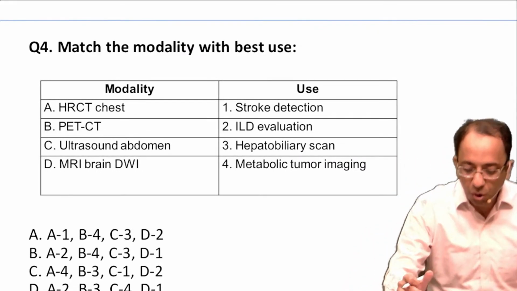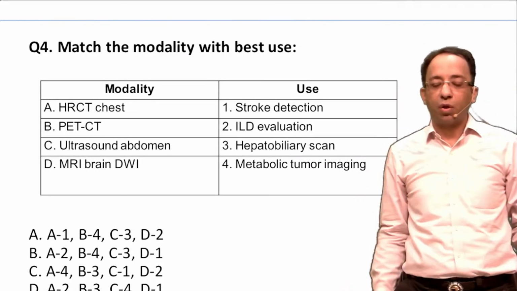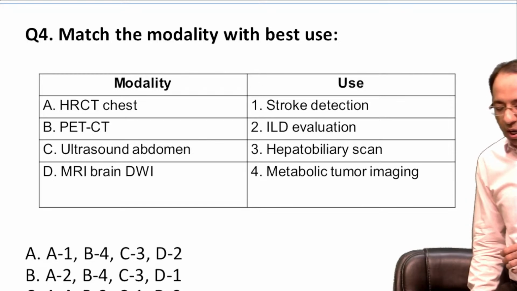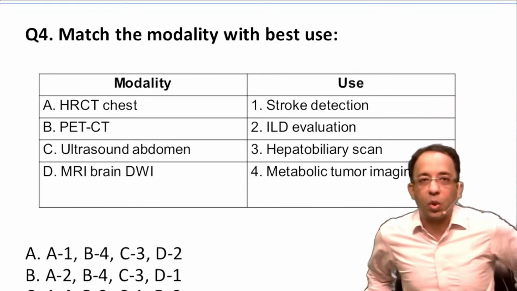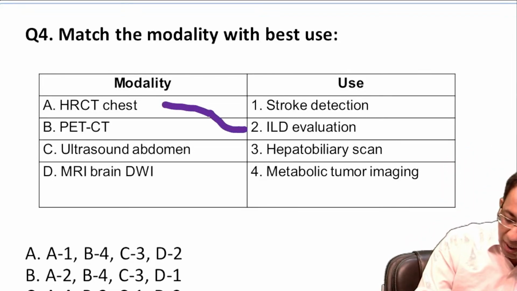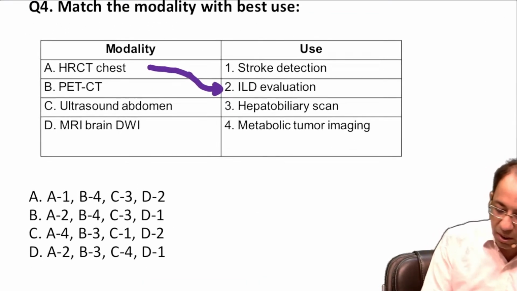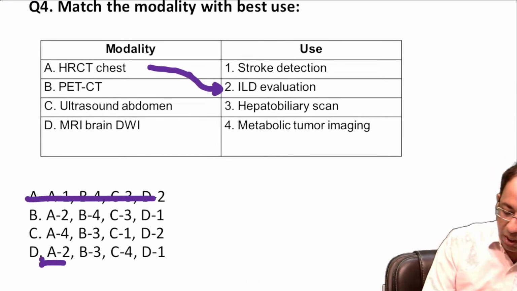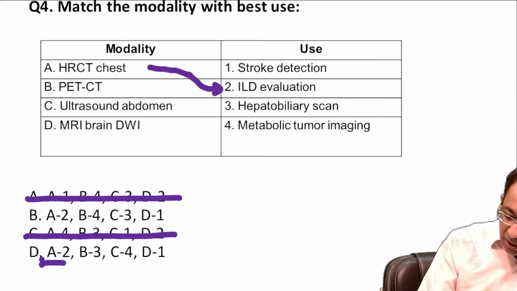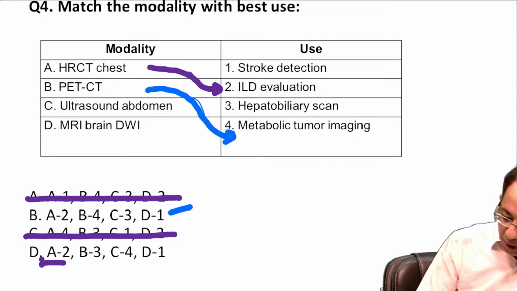This time in this question, I have made a match the following with investigation of choice. So you have to tell me, out of the choices given, why would you do an HRCT chest? HRCT chest will be done for ILD, interstitial lung disease. So A is 2. So A is not the answer, it is either B or D. PET-CT will be done for metabolic tumor assessment. I already told you, PET-CT is done for tumor metabolism, glucose metabolism. So B is 4. So it looks like this should be the answer.